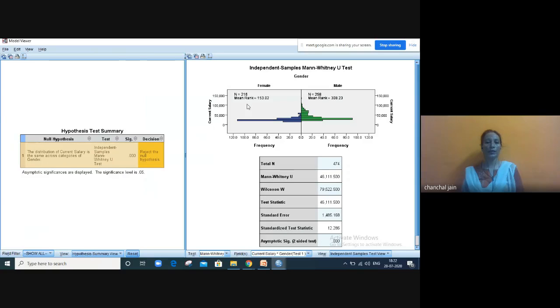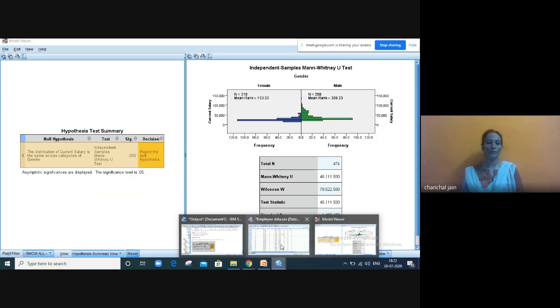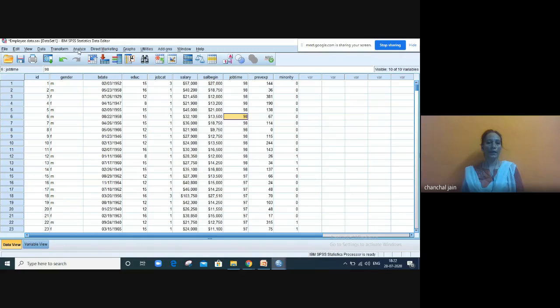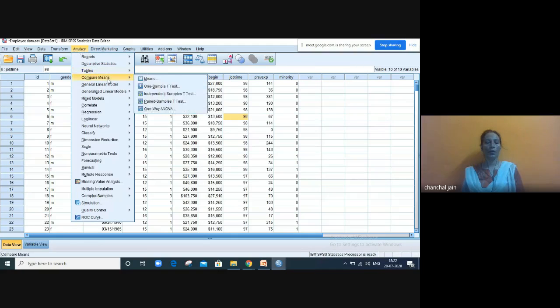Here you can see this is giving you the mean rank. That means we need to do a little more exercise. Firstly we need to calculate the medians, then we will check the Mann-Whitney U test. For that, I am coming to the analyze menu, clicking on analyze, then compare means, and selecting the means option. Again I am repeating: for calculating the median for the groups, come to the analyze menu, click on compare means, and select the means option.